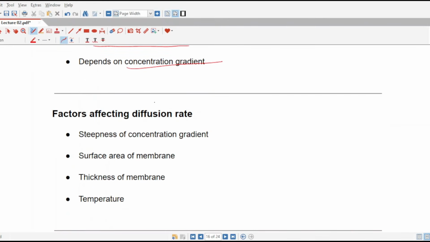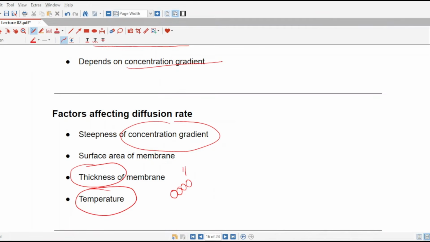Factors affecting the diffusion will depend on the concentration gradient. The more the concentration gradient, the more the rate of diffusion. The more the surface area, the diffusion will increase. And the thickness of membrane, if the membrane is thicker, then the diffusion will go down. And temperature, if you increase the temperature, the particles will keep moving more. Let's say they are jumping back and forth, and diffusion will increase as a result.